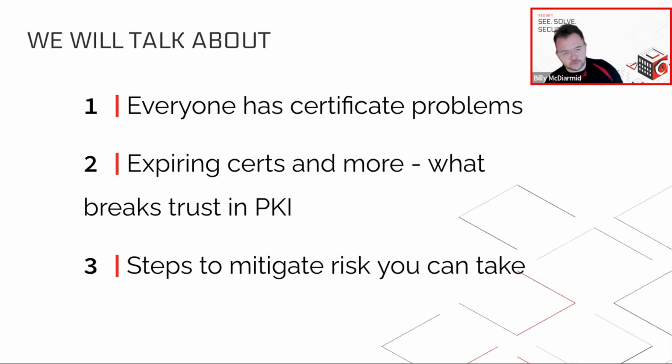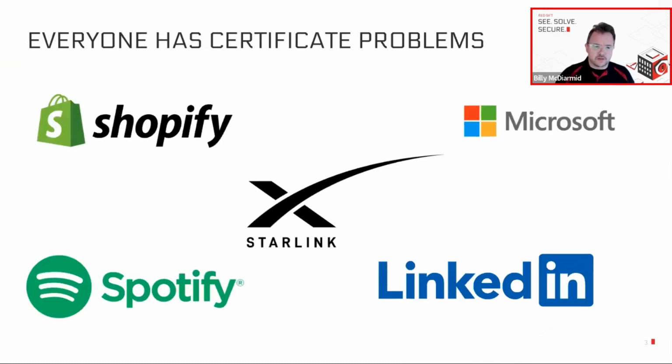So today we're going to talk about three main topic areas. First of all, the fact that everyone has certificate problems. This isn't an issue that's isolated to small organizations, and it isn't isolated to big estates and large organizations. Certificate problems happen to everyone. Then we're going to talk about expiring certs and more: the problems that actually break trust in PKI, the different issues that can occur. And then we're going to talk about the steps you can take to mitigate the risk of these problems that break trust with customers and within your environment.